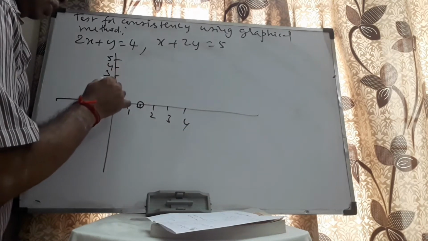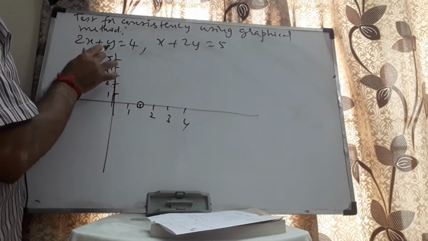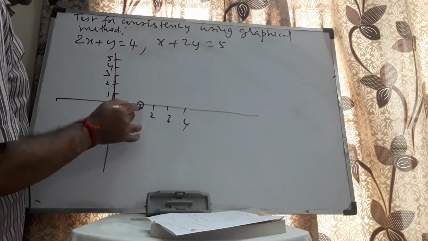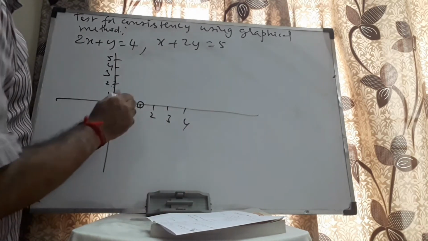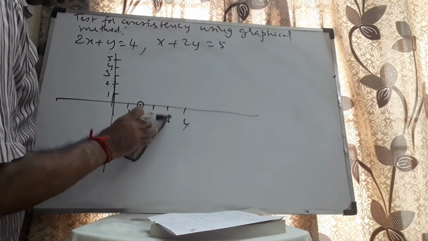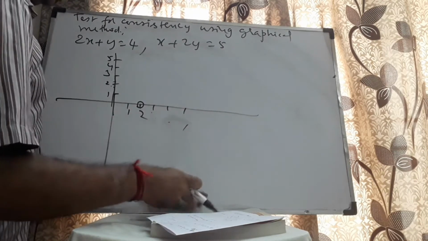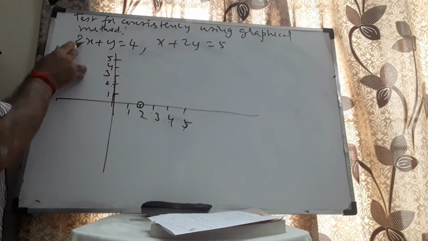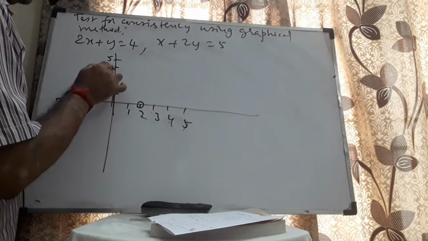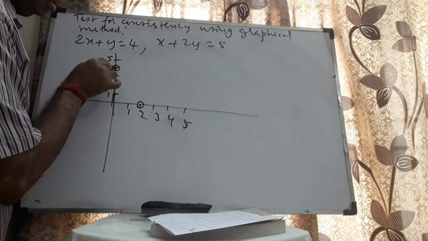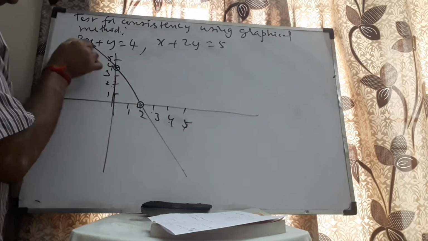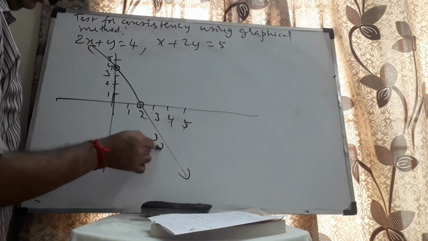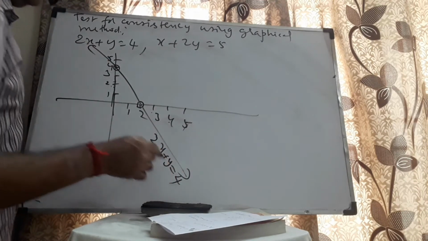Let me explain once again. When y is 0, x is 4 by 2, which is 2. It passes through 2, 0. Now, when x is 0, y is 4, it passes through 0, 4. Let me join these 2 points. I'll draw the line, which is 2x plus y is equal to 4.